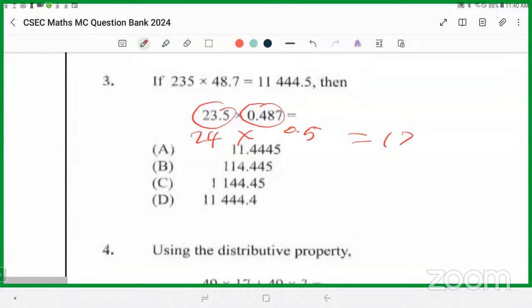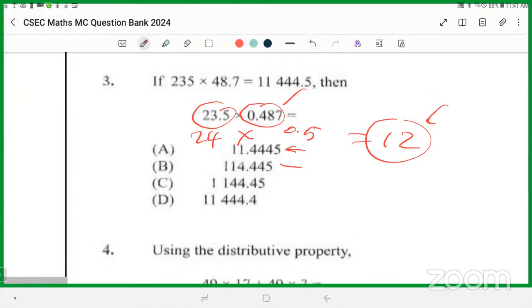Half of 24 is 12. So you're looking for a number near to 12. See that? These numbers are of different magnitude. This one is in the tens, this one is in the 100, this one is in the 1,000, this one is in the 10,000. So if I'm saying this number is approximately 0.5, this number is approximately 24, and when I multiply, I get 12.